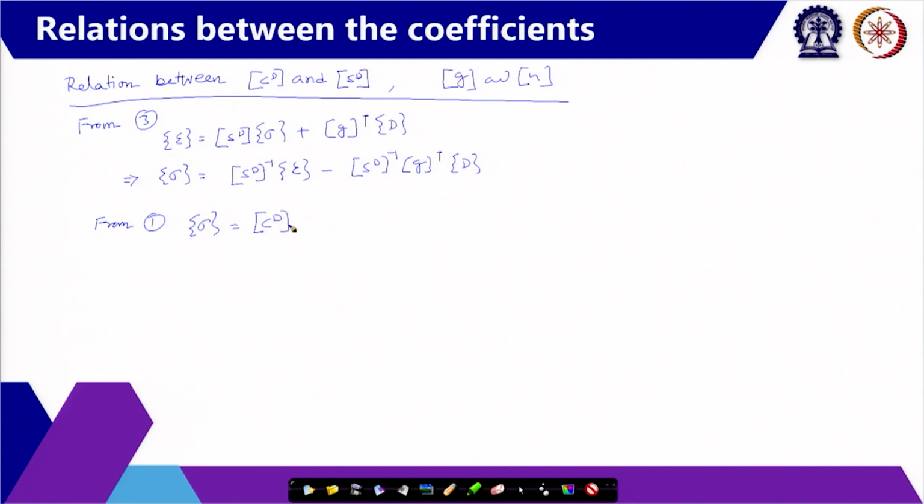c^D multiplied by epsilon plus h^t multiplied by D. Now, if I compare this with this, we get c^D equal to s^D inverse, and similarly we get h equal to minus of g into s^D inverse.